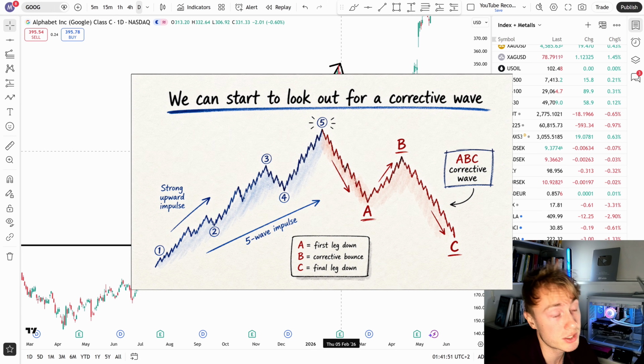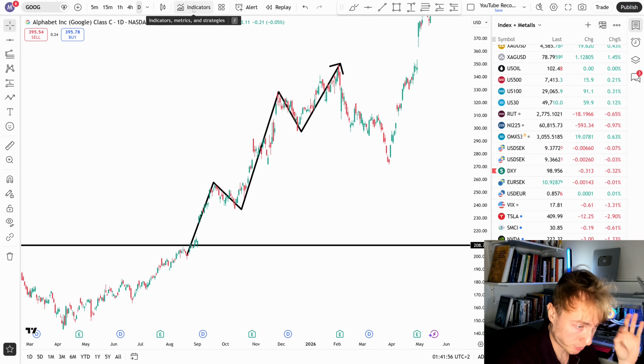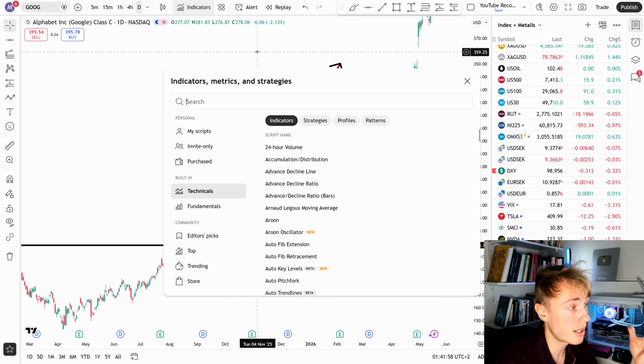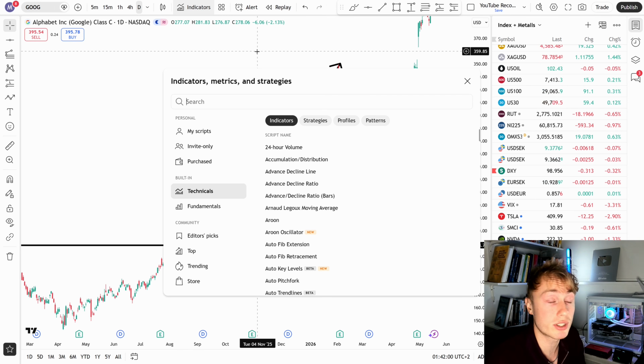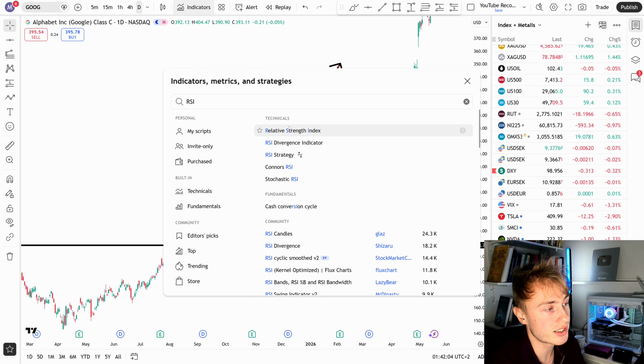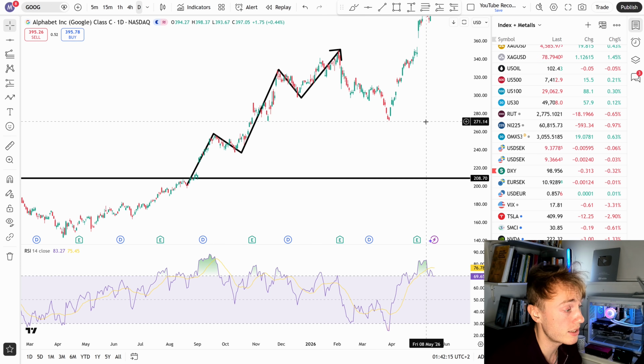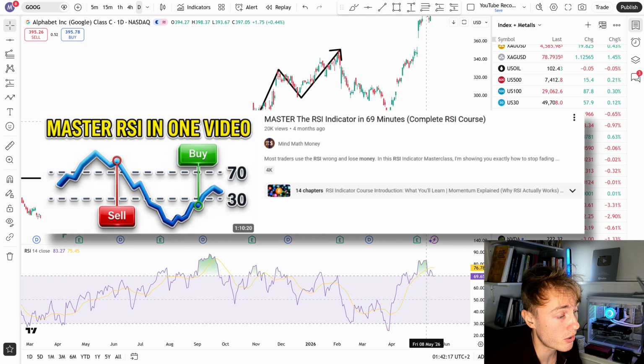So here we can definitely start to look out for a correction. And remember, one confirmation signal I have been talking about multiple times in this course is to look out for divergence. So let's use the most simple divergence signal, which is the RSI. Super simple. Let's open up the normal RSI indicator. We don't need to change any settings, even though you can do that to improve your analysis in certain ways. By the way, I talk about that in my RSI course.